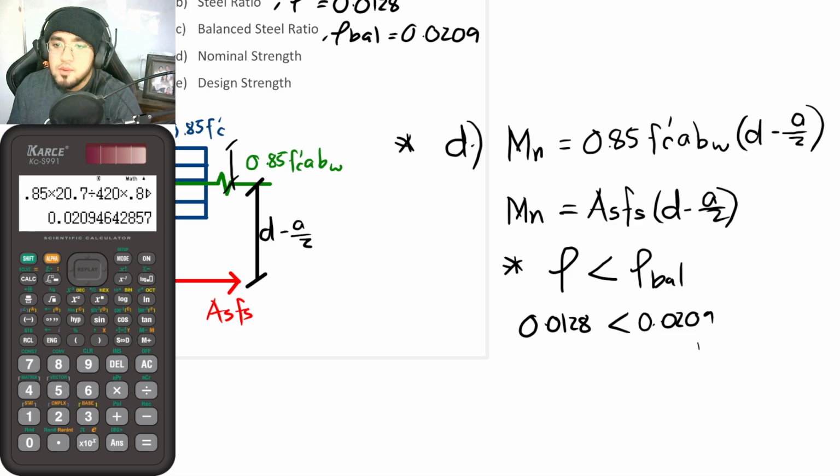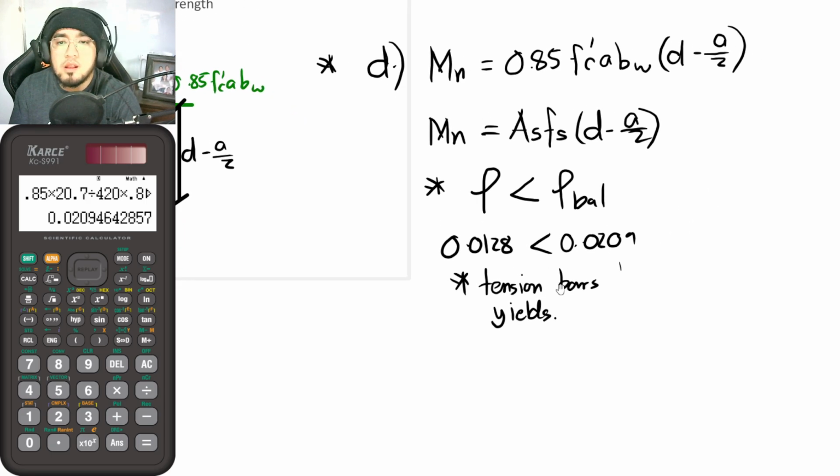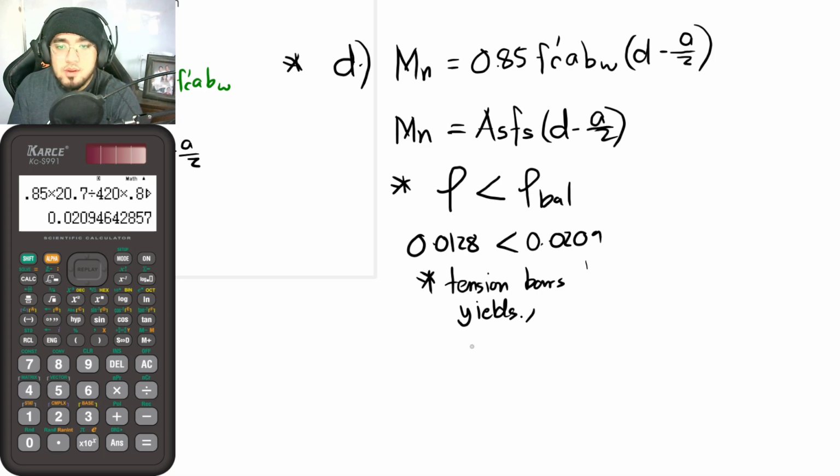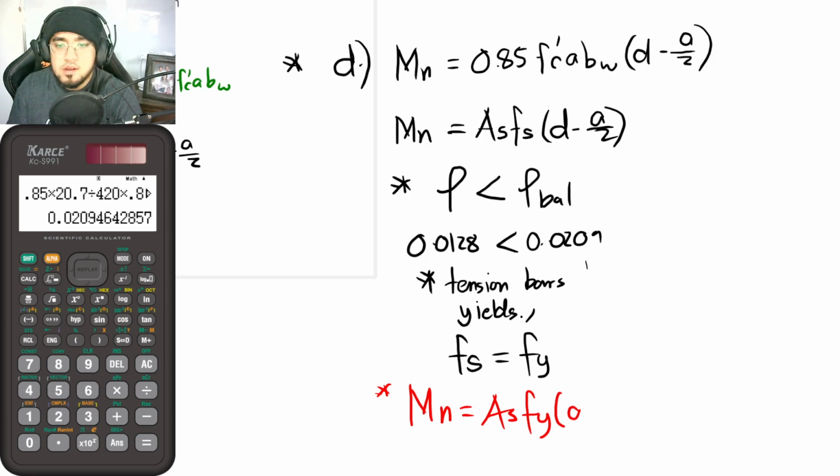So from that, guys, we can now say the tension bars yield. So from that, it would yield. And if it would yield, we can now say that the value of our Fs is now equal to Fy. Okay? So from that, rewriting this equation, updated, Mn is now equal to As Fy times (d minus a over 2).